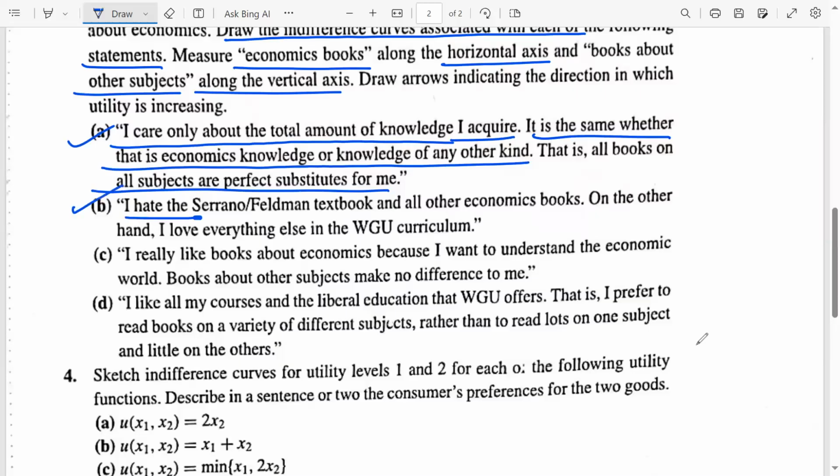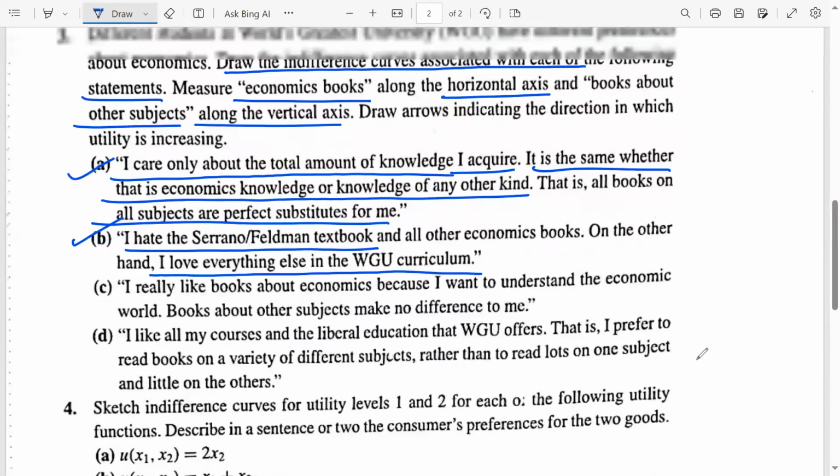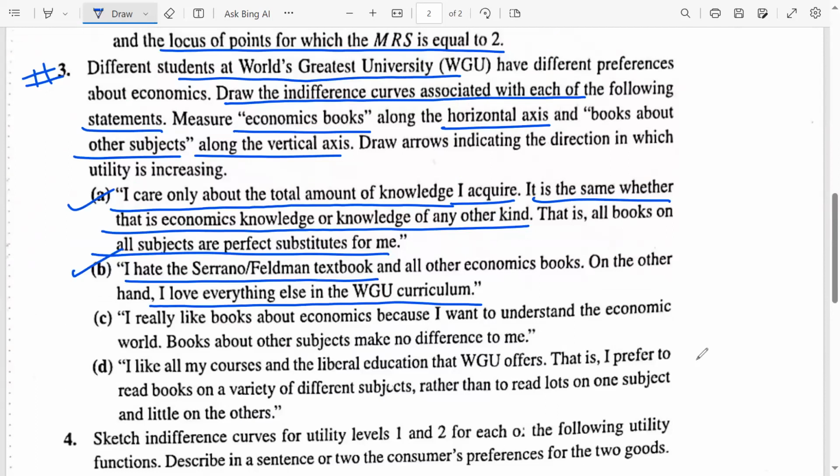I hate the Serrano Feldman textbook. Okay. And other economic books. That means the student hates the economics books. On the other hand, I love everything else in the WGU curriculum. WGU is the world's greatest university. That means in part B, the student is telling that she hates economics and all books relating to economics like Serrano Feldman. I hope Serrano and Feldman don't feel bad when they listen to this lecture, if in case they do.